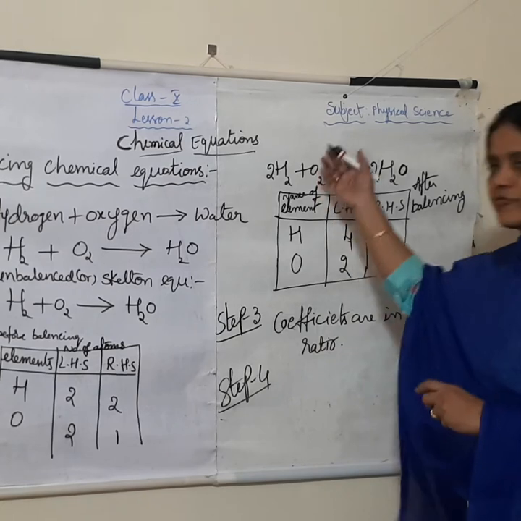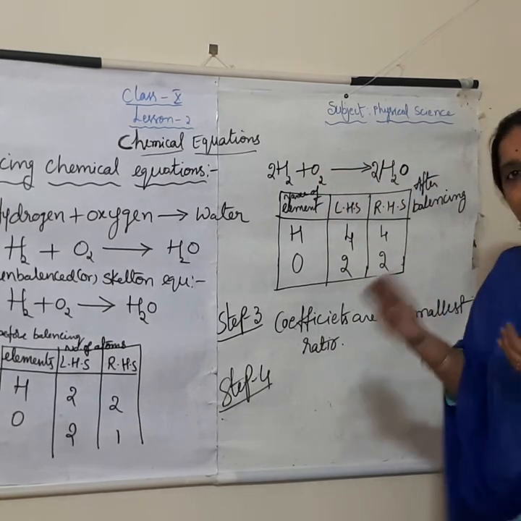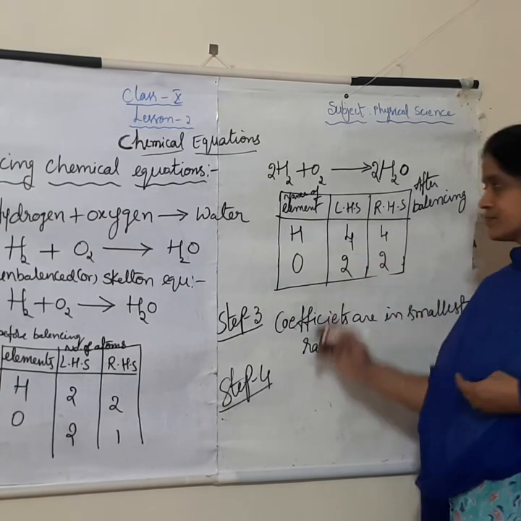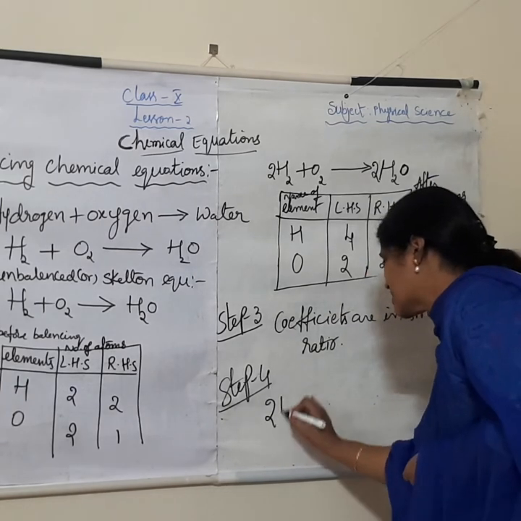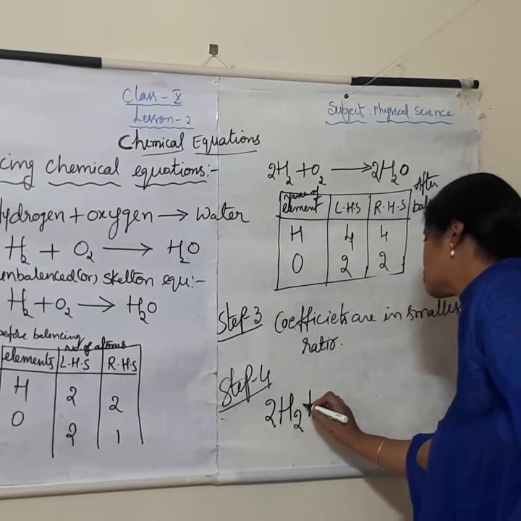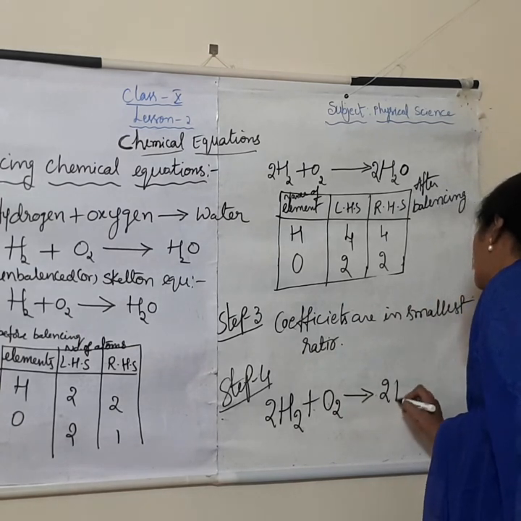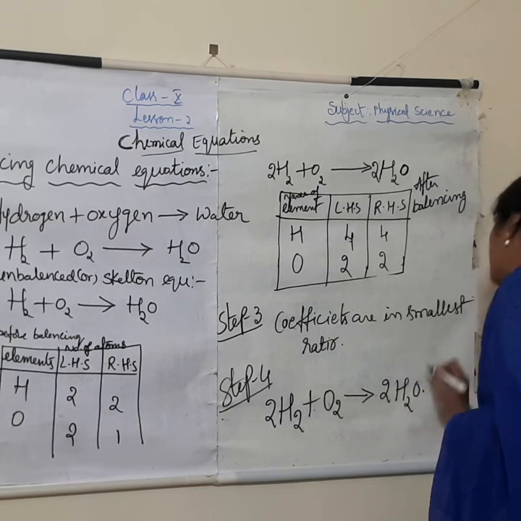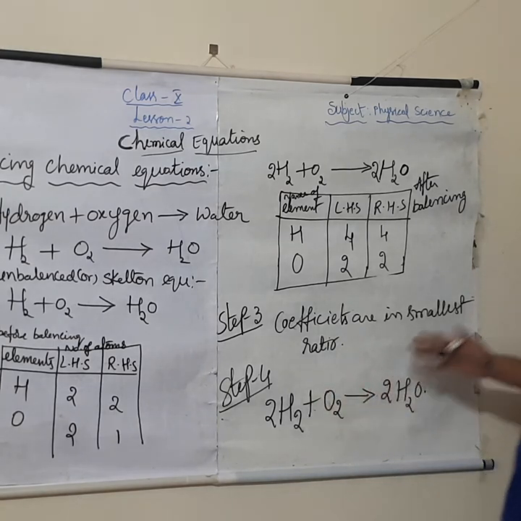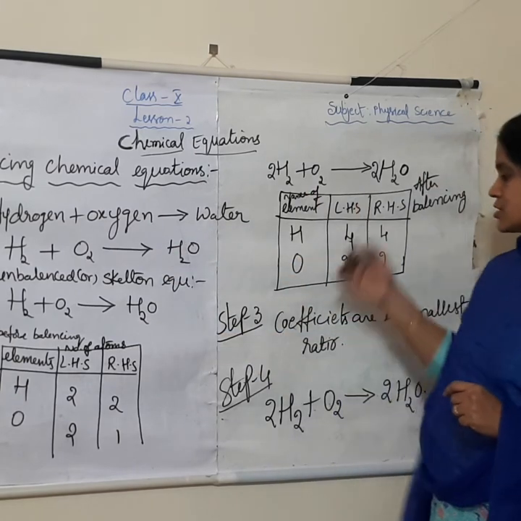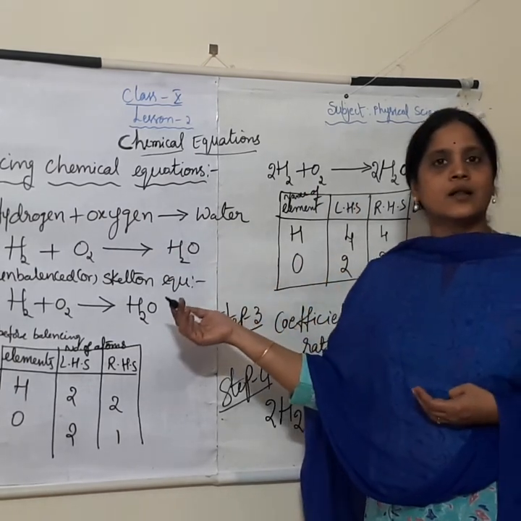Here we already got it in step 2 only, but some equations will take more steps. So the final balanced equation is 2H2 plus O2 gives 2H2O. This is the final balanced equation. So like that, by step 1, step 2, step 3, step 4, we must balance a chemical equation.